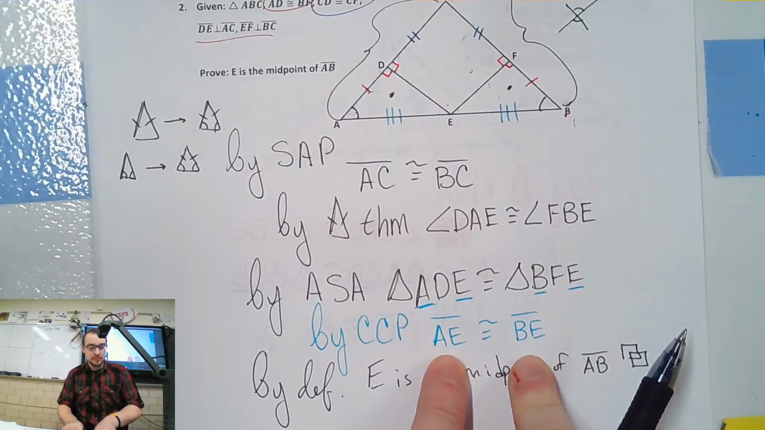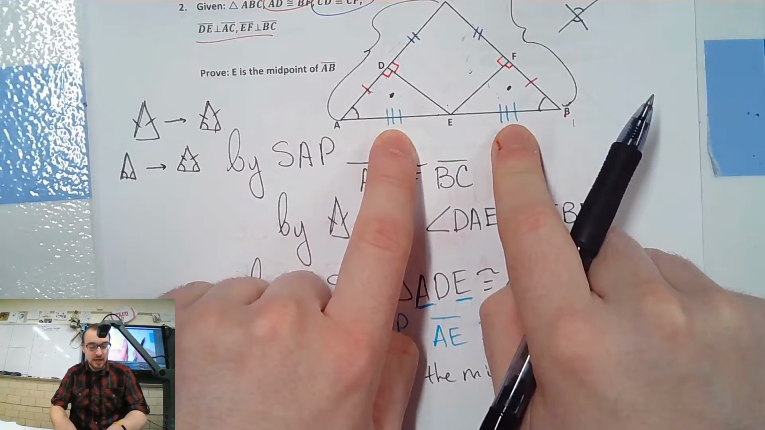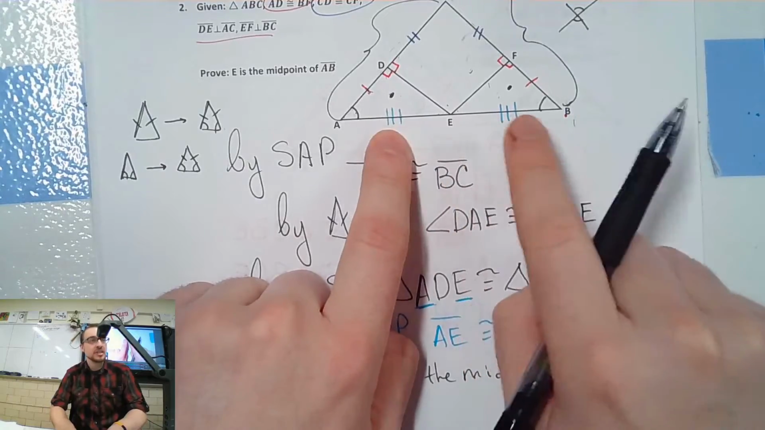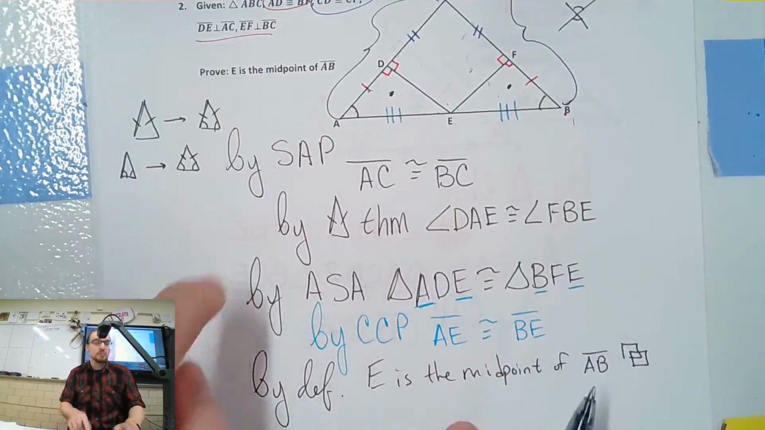Okay? Since that is true, I know that E is the midpoint, right? Because it cuts it in half. So by definition, E is a midpoint.